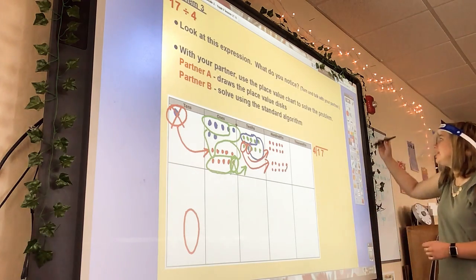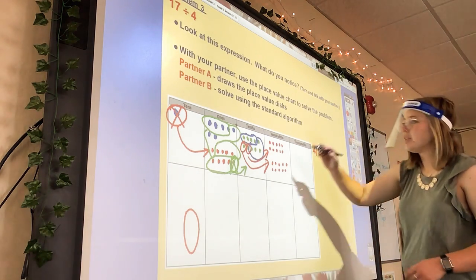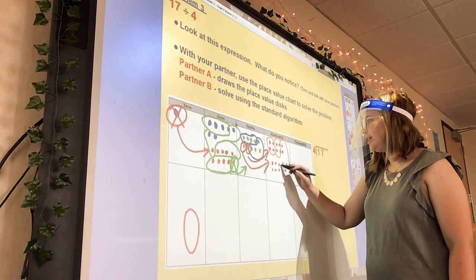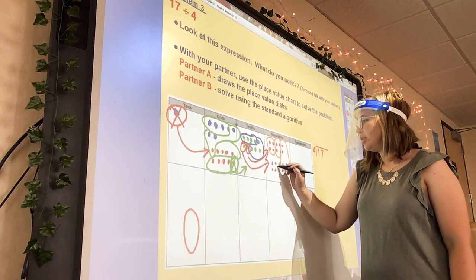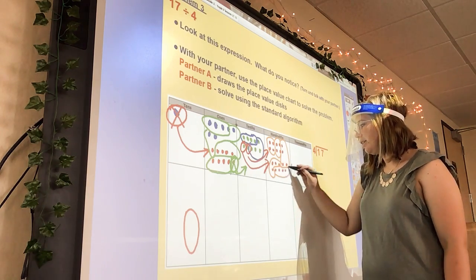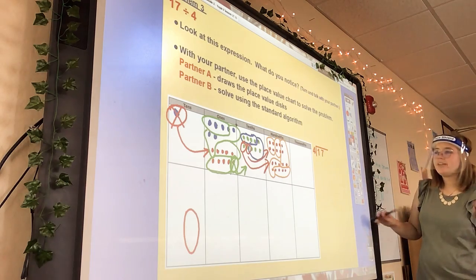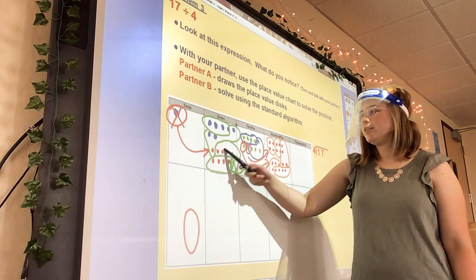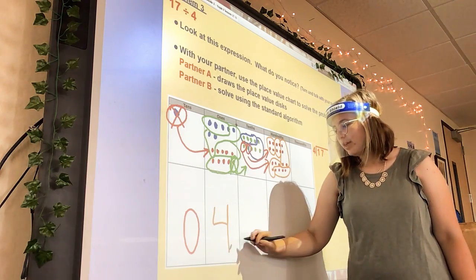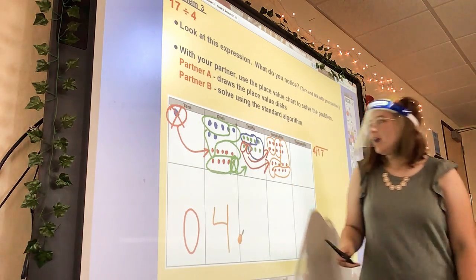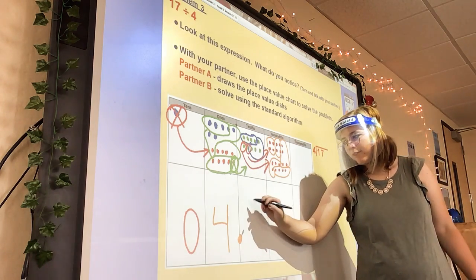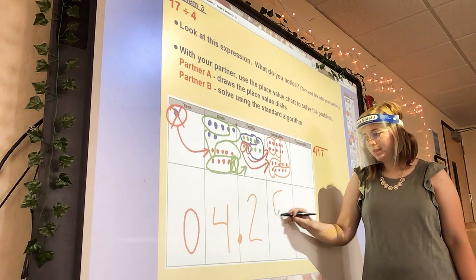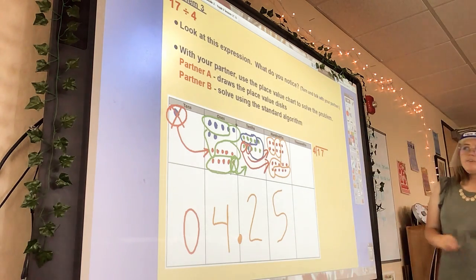So then I keep making groups of 4. Okay. 1, 2, 3, 4. 1, 2, 3, 4. Oh, nice. Do I have any left over? No. Okay. So I was able to make 4 groups of 4 here, by the decimal. I was able to make 2 groups of 4 there. And I was able to make 5 groups there. So 4 and 25 hundredths.